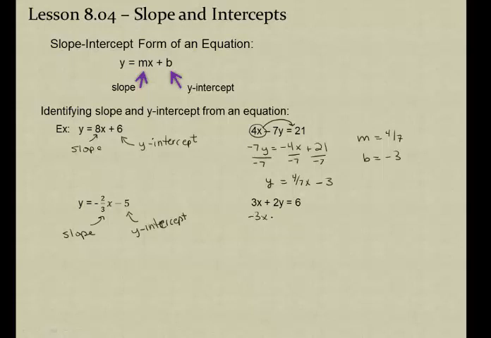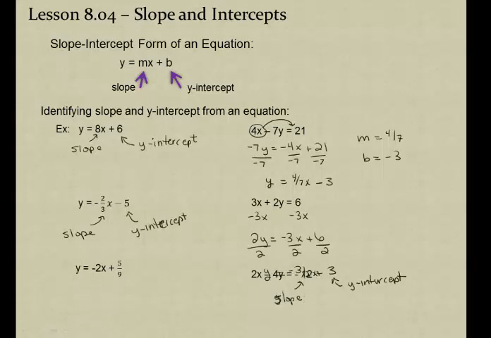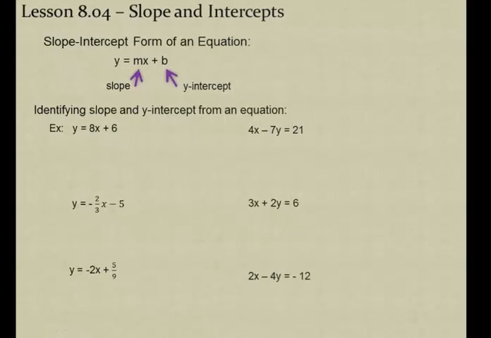Or I can subtract the x from both sides, giving me 2y is equal to negative 3x plus 6. I divide everything by 2, which gives me y is equal to negative 3/2 x plus 3. Here is my slope, and here is my y-intercept. Oh, I didn't realize I had two more examples. Well, we'll just skip those.